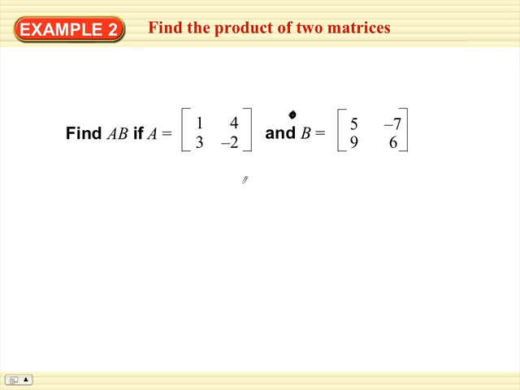So how do you multiply 2 things together? You don't just pick numbers and say, okay, 1 times 5, 5. 4 times 7. No, that's not how you do this. How do you multiply matrices? You take your a row times a what? Column. That's how you multiply matrices.